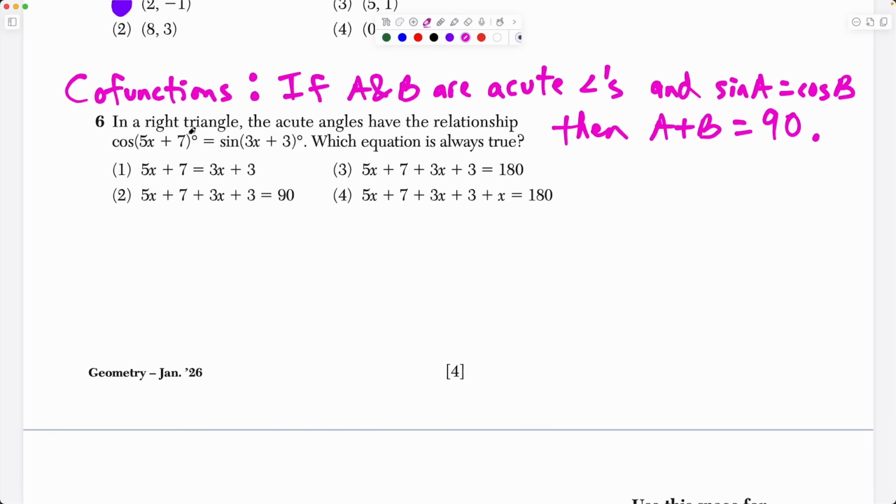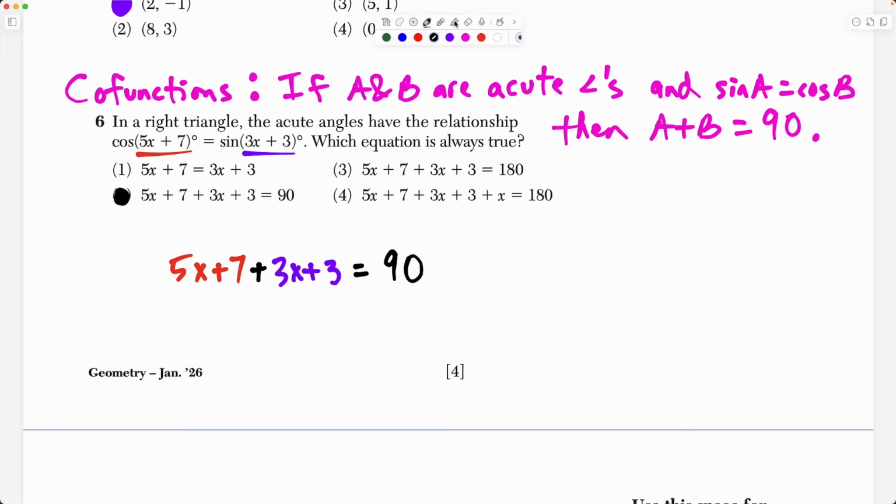So look here, we could see that the angle inside of cosine is 5x plus 7. So that means this angle here, 5x plus 7 degrees, when we add that to the other angle in the sine function here, so when we add it with 3x plus 3, that result has to equal 90. Okay, this sum has to work out to 90. And when I scan the answer choices, this matches up with choice 2.